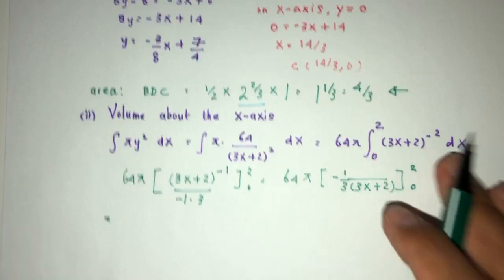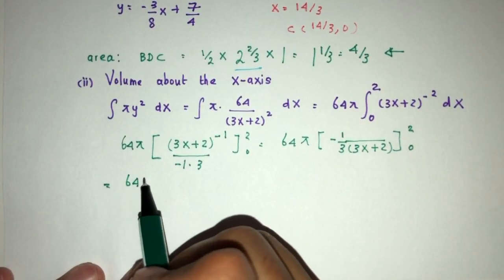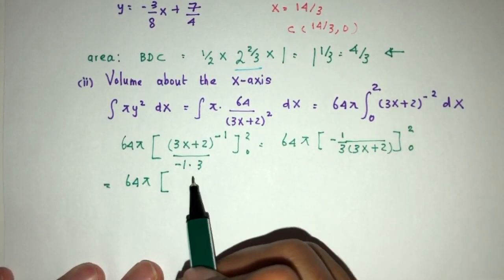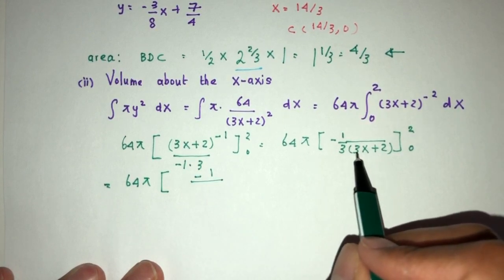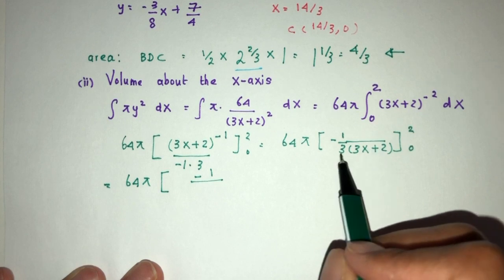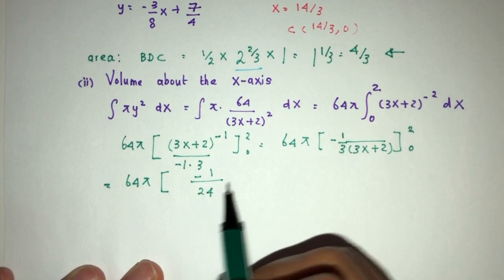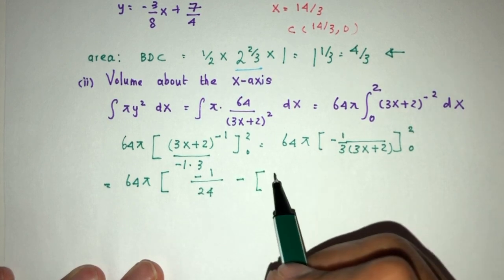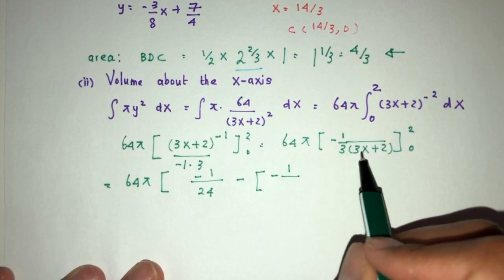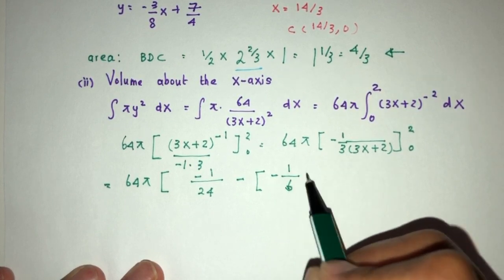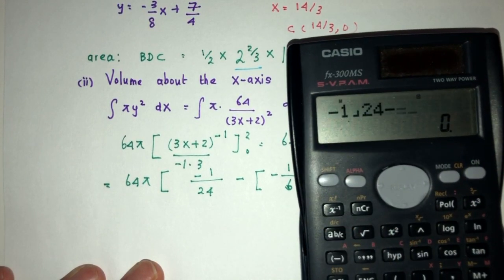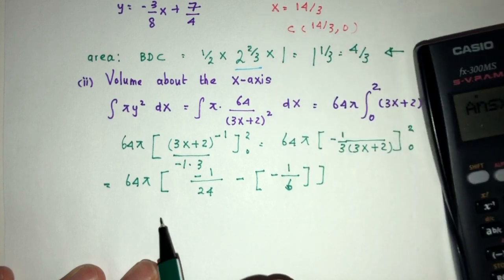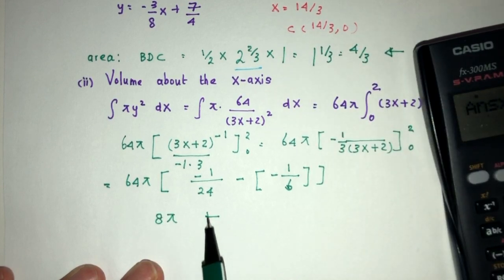So 64 will be outside, pi, and then here we have minus 1 over, so 6 times 2 is 6, plus 2 is 8, times 3 will be minus 24, so 24, sorry. And then minus, that will be minus 1 over, that will be 0, so that will be 6. So minus 1 over 24 minus 1 over 6, times 64, that will be 8 pi as required.